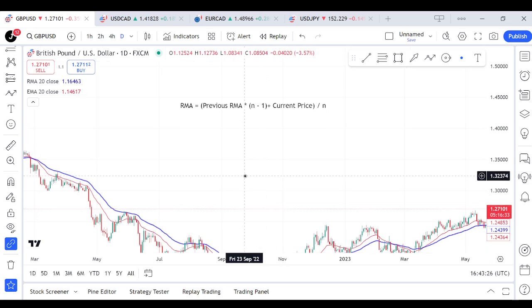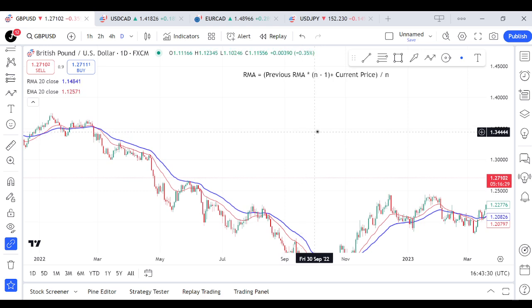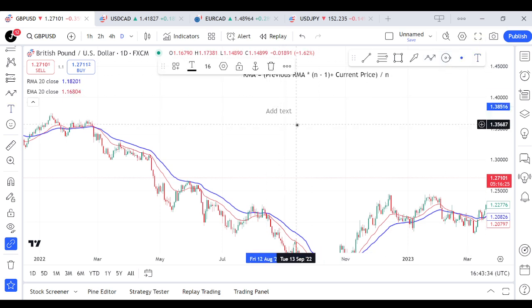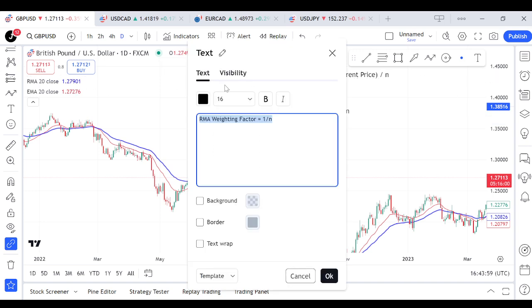And for the weighting factors, let's compare the weighting factors. For the RMA, the weighting factor is equal to 1 divided by n, and if you are looking at the EMA, the weighting factor is equal to 2 divided by (n, which is the number of periods, plus 1), and close the bracket.